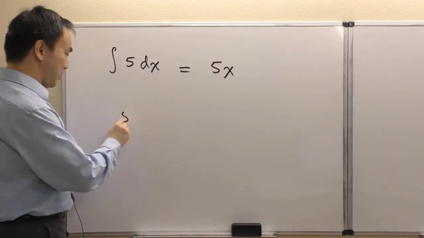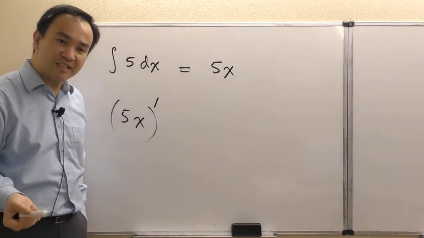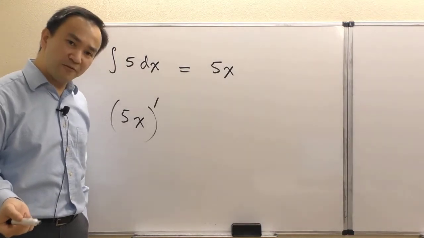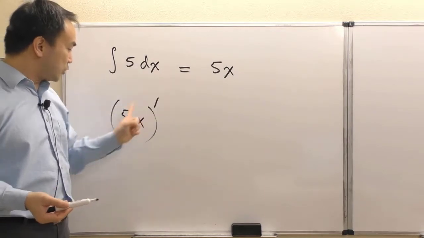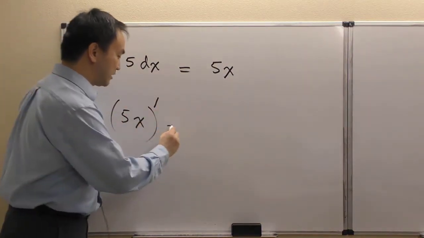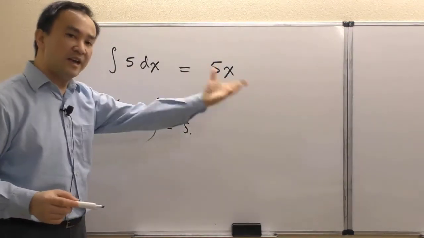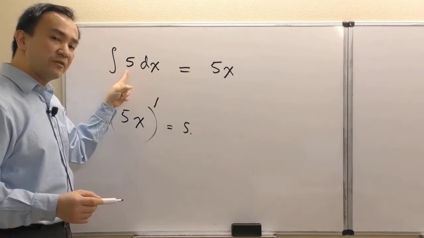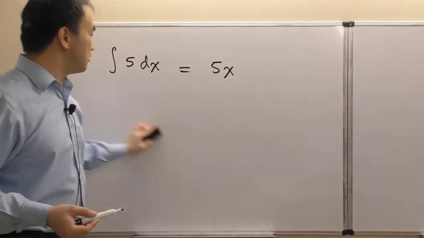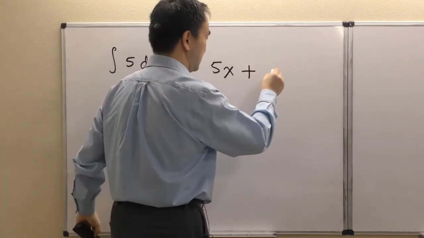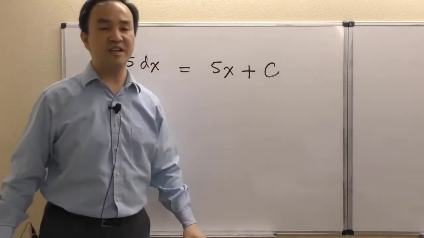Because when we take the derivative of 5x, that's pretty much the only way we can check whether we've gotten the correct final answer. Taking the derivative of 5x gives me 5. So that tells me that 5x is a good candidate for the antiderivative of this function 5. But since we have already learned more than just that, the general antiderivative for this function 5 is 5x plus c right here.